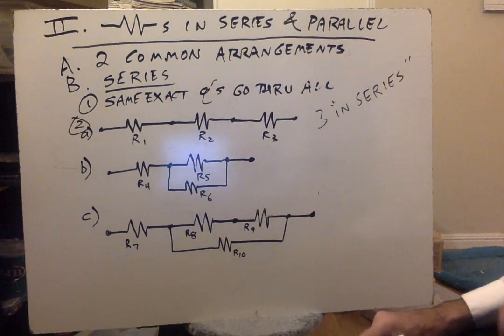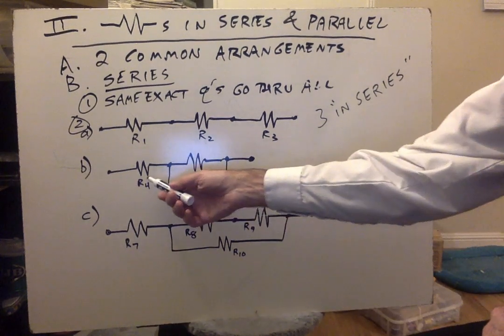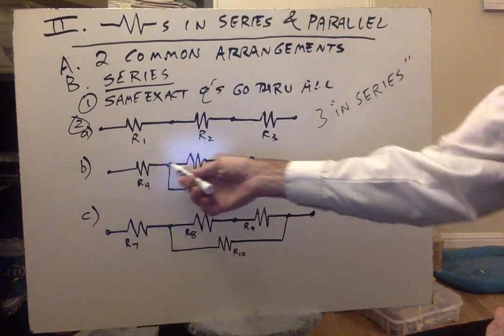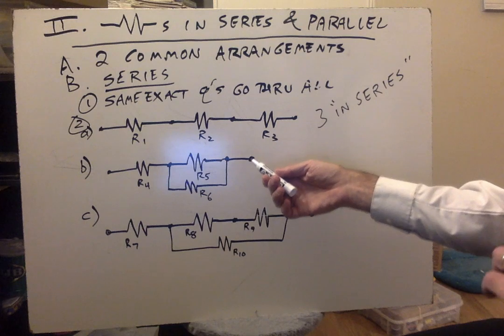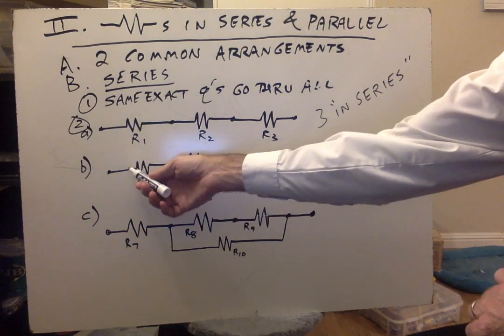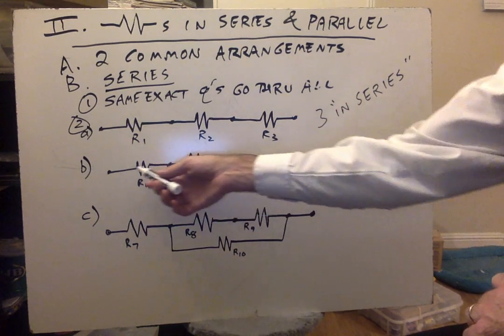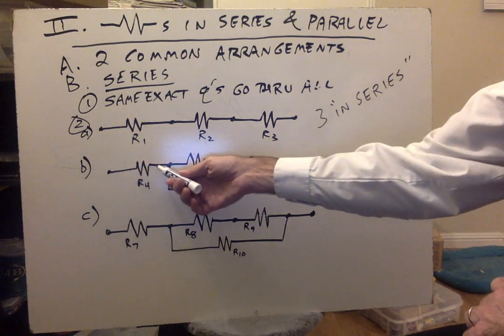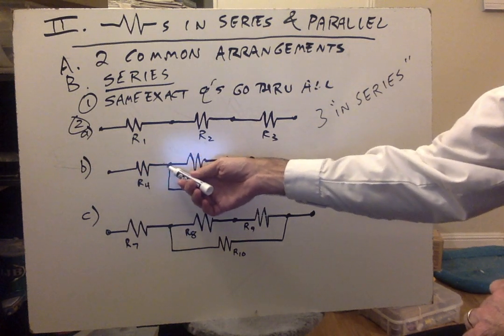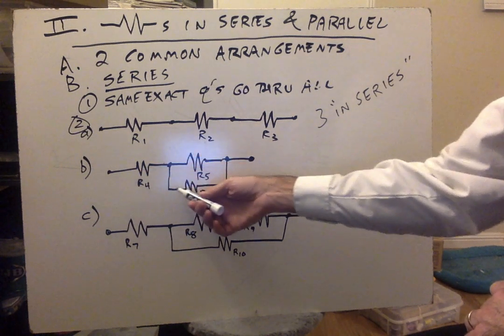Now look at example B. You look at R4 and R5 and you might think, oh, they're in a row, so they're in series, but they are not, because the exact same charges won't go through both. Let's say the current through this one is 10. Well, there's a fork here, and some of those charges will go through this one.